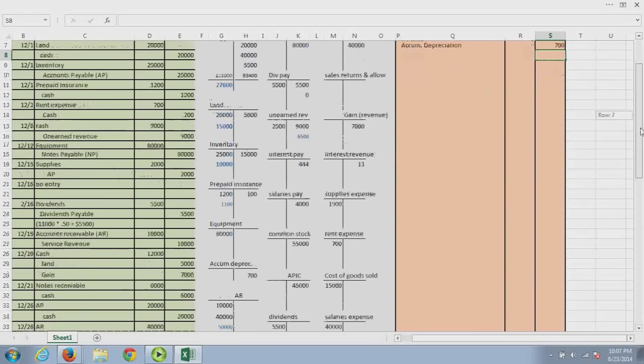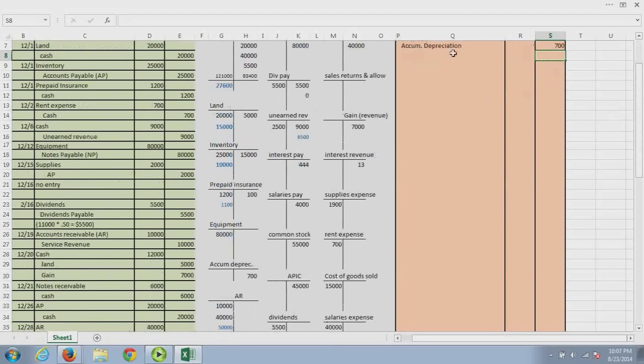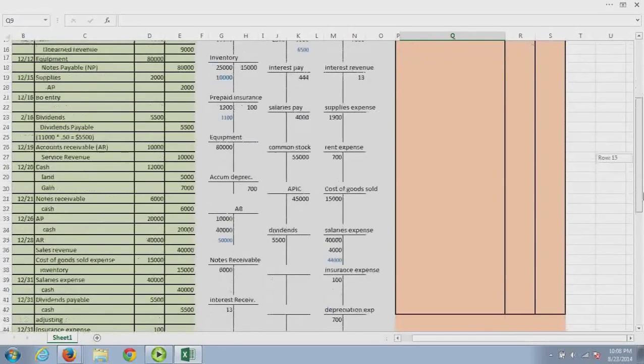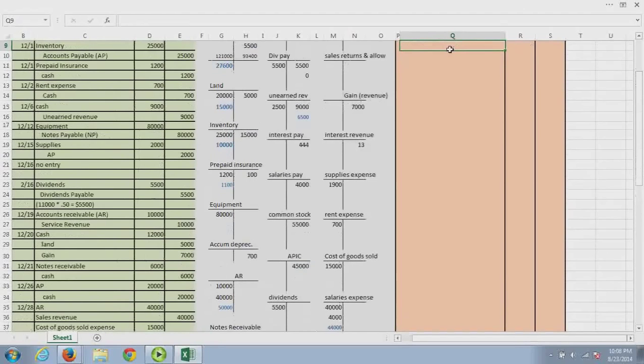And then we're down to accounts receivable. And that's, of course, a debit balance. And notes receivable, interest receivable. Type in some of the headings.